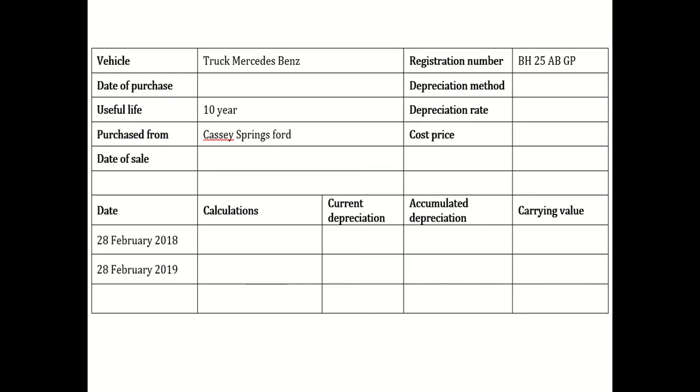Now, guys, let's go to our asset register. I did explain, guys, asset register, it's just a summary of the asset. Basically, it tells you every movement about the asset, every detail about the asset, when it was bought, the registration number, the depreciation method, the depreciation rate, the cost price, so on and so forth.